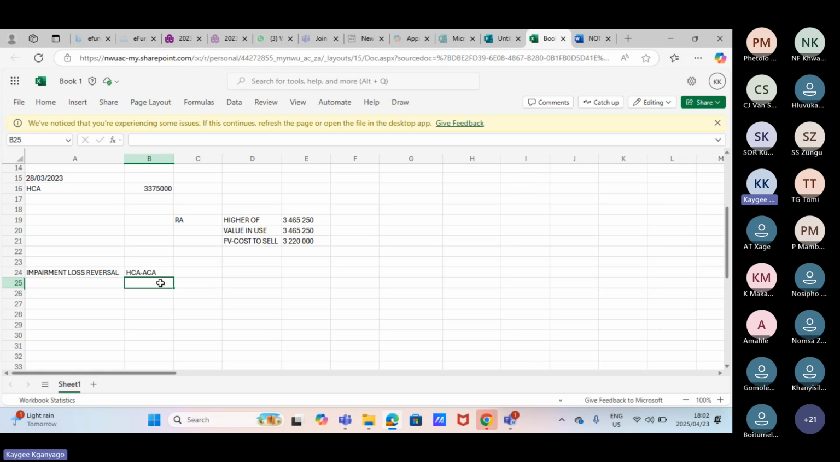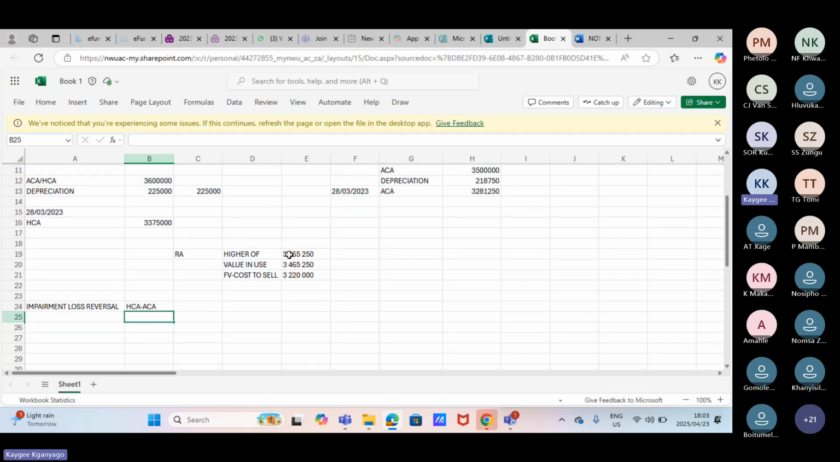Anyone with the idea why I did this? Why I said the impairment loss reversal is HCA minus ACA? We took the HCA because we limit it to the value. So the value in use was higher, so we should have limited it to the historical carrying amount. Okay, thank you for that, CJ. What we actually mean, okay, we will have the impairment loss reversal, ne? Because my recoverable amount is more than my actual carrying amount. But when I reverse, I cannot reverse more than my historical carrying amount.